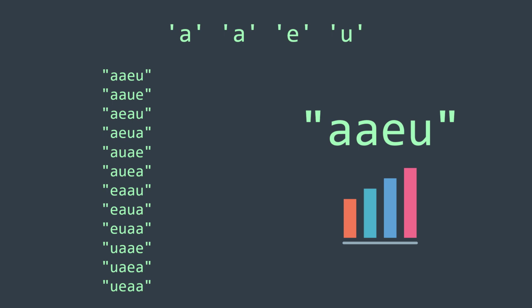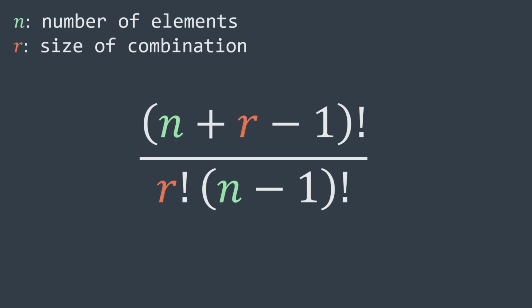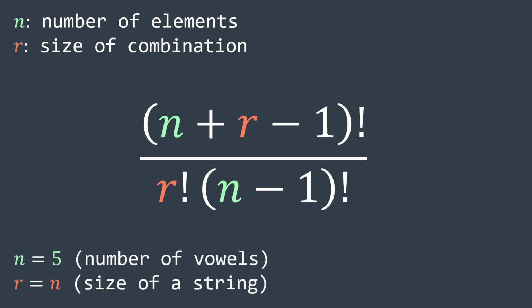And to count the number of combinations without repetitions, we have this formula, where n represents the number of elements in the set from where we choose and r the size of the combination. In our case, n is 5 because we have 5 vowels, and r is n because we're making strings of size n, so we're choosing n vowels from a set of 5 vowels.